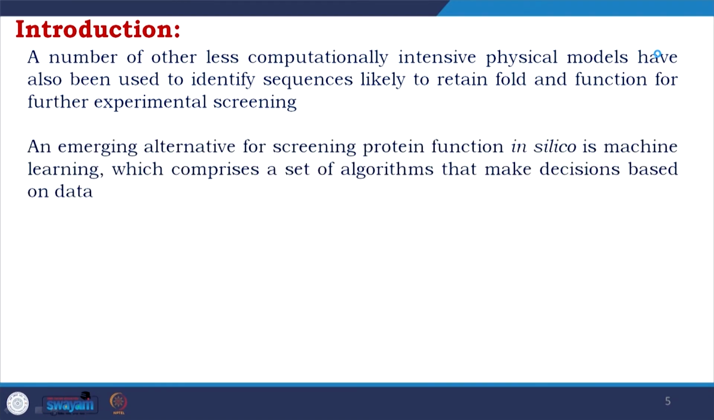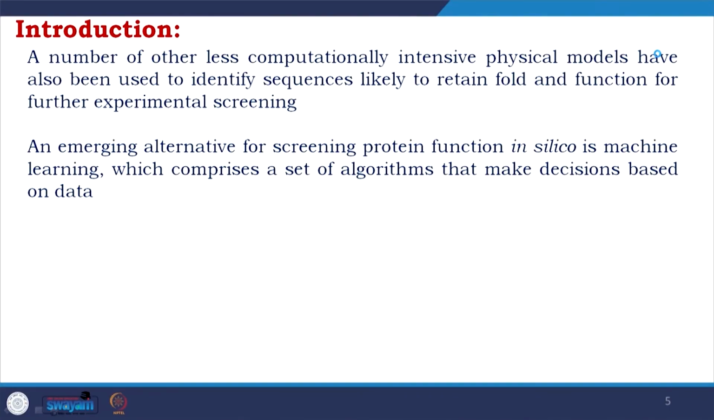So, we tried simulation, which is a good method, but also computer intensive, and especially considering the number of diverse mutants when you are doing directed evolution, it is kind of uncontrollable. Other less computation demanding processes are also used. An emerging alternative for screening protein function in silico is machine learning, which comprises a set of algorithms that make decisions based on data. I have talked a few times about how machine learning contributes.